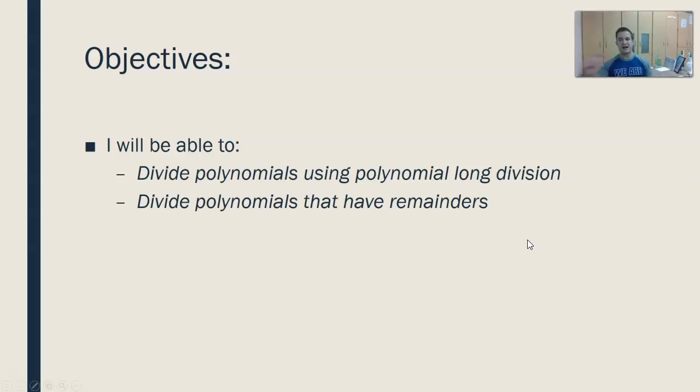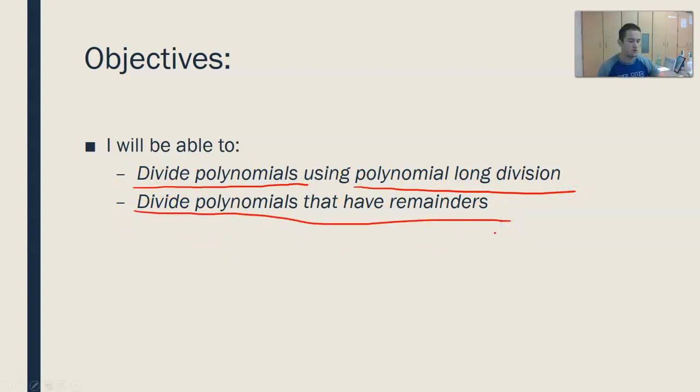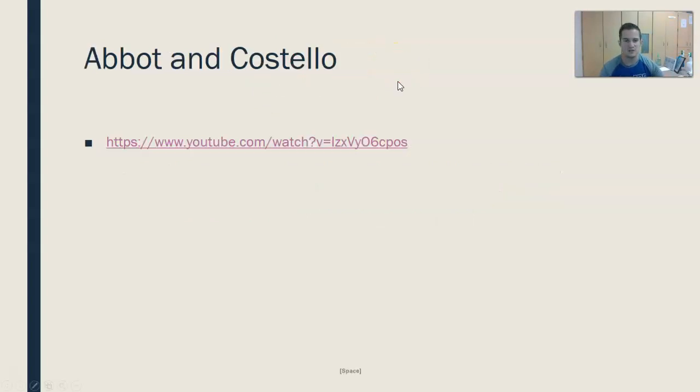So the objectives, by the end of this lesson, this is what I hope that you know. I hope you know how to divide polynomials using polynomial long division and divide polynomials that have remainders, and we'll talk about that. In Unit 3, we talked about adding, subtracting, and multiplying polynomials. And I probably mentioned briefly that much later, we're going to talk about dividing polynomials because it's a process in and of itself. So hopefully we'll feel comfortable with adding, subtracting, and multiplying polynomials. Now we're going to talk about dividing polynomials and how to do that.